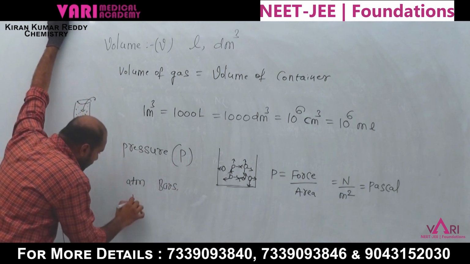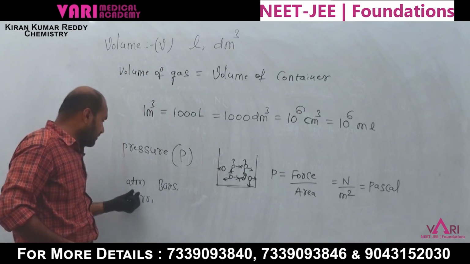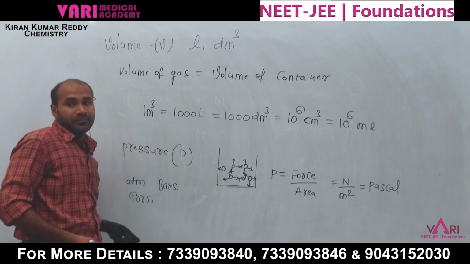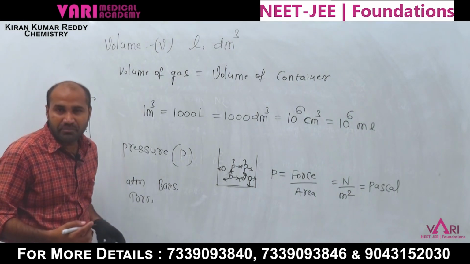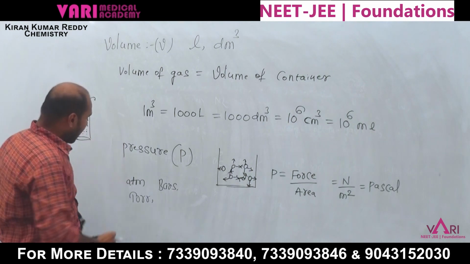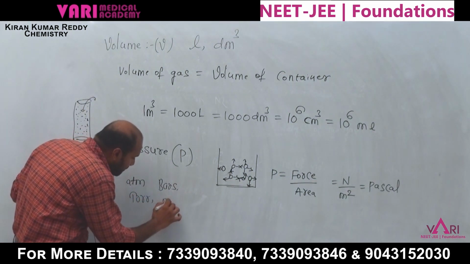Next one is the torr. These are the units: atm, bars and torr. The units of pressure. Pressure can be measured in atm, bars and torr. Next one, Pascal.